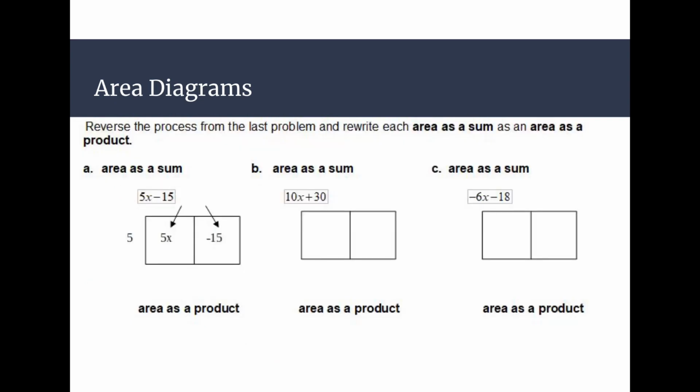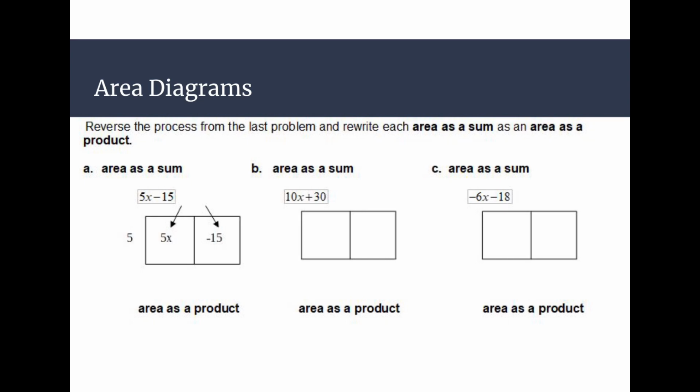All right, so for this, we're going to go backwards. So we're going to start with areas of sum, and we're going to get areas of product. So same exact thing we did before, only we're going to reverse that process. So we take our areas of sum, and we split them up into the two boxes here. So 5x goes down there, and negative 15 goes down there.